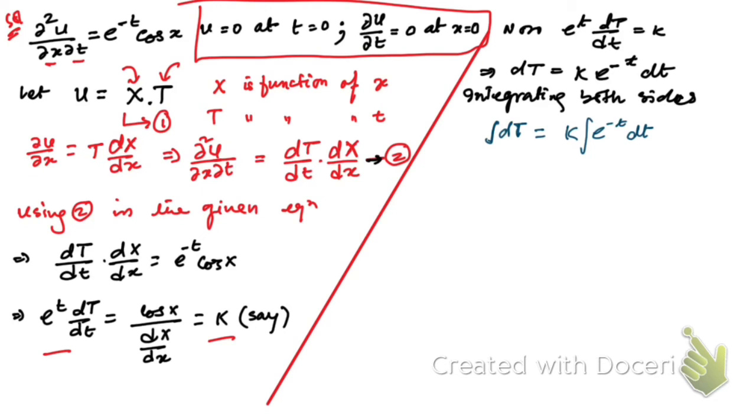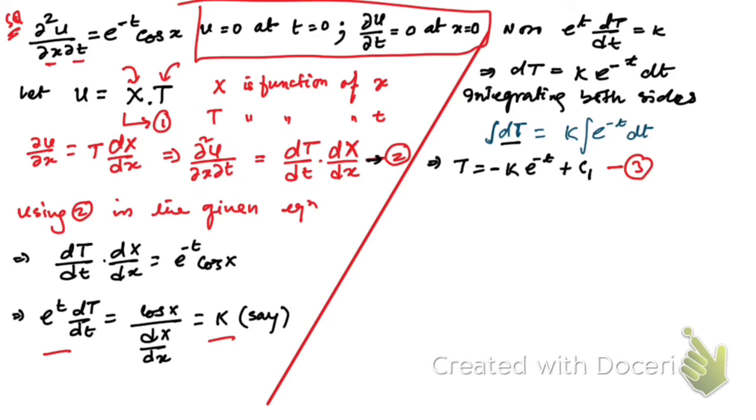So integrating this, we're going to have the integration of dT, that's going to be capital T, then k e to the power minus t divided by minus 1, which can be written as minus k e to the power t, and there must be an integrating constant, let it be c1. Okay, that's what we have got. So this is, suppose, equation number 3.